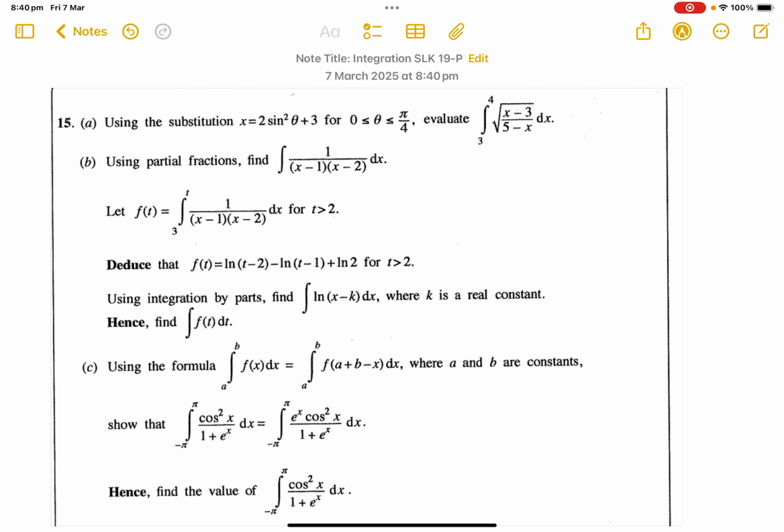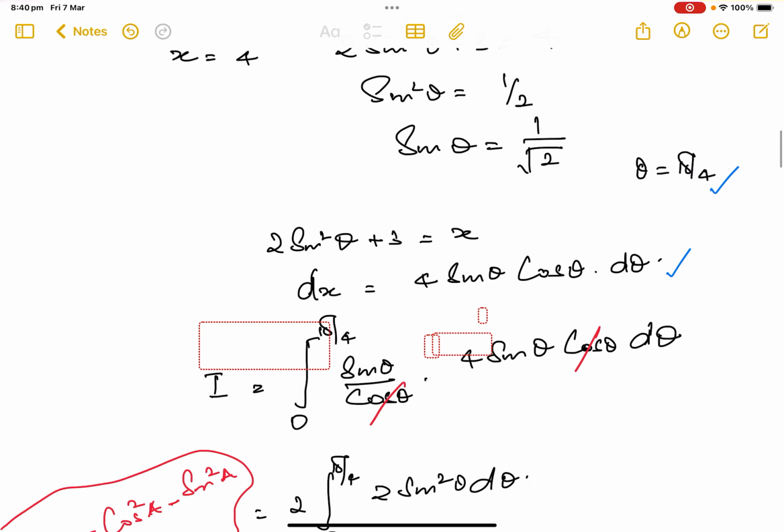The second part, or next one, is partial fraction. So using partial fraction, find the integral of 1 over (x minus 1)(x minus 2) dx. So find the partial fraction and then find the integration. Let's do that first.